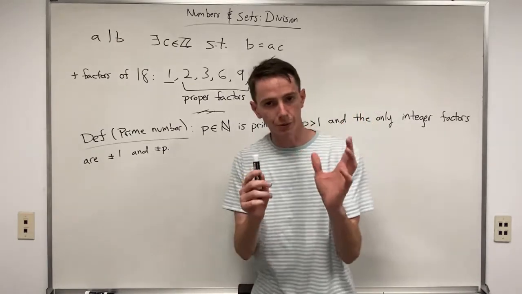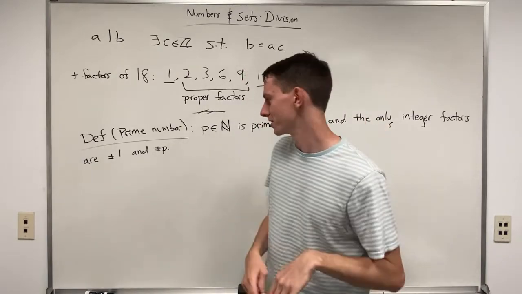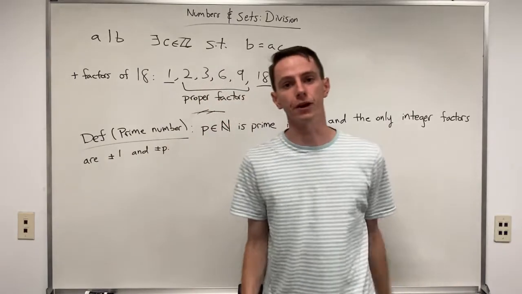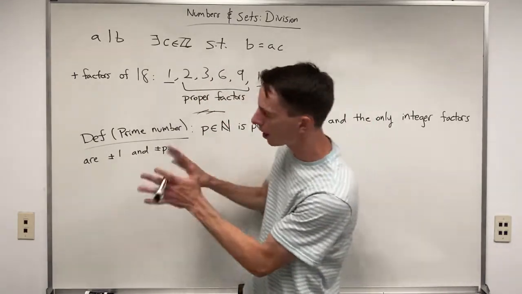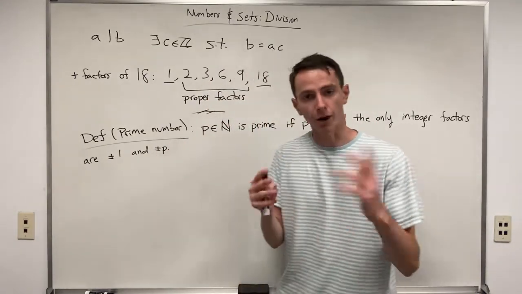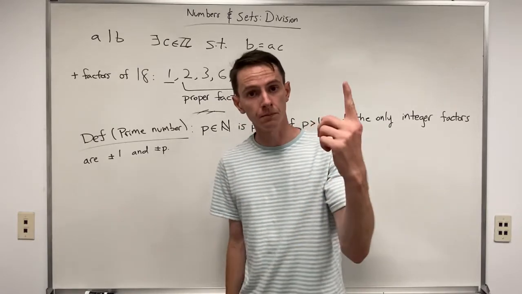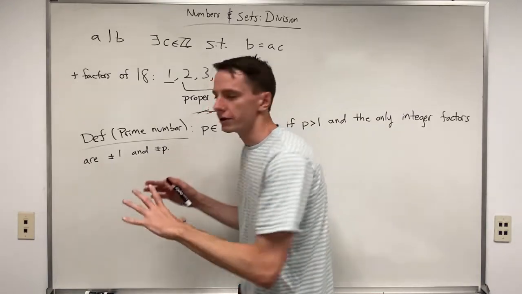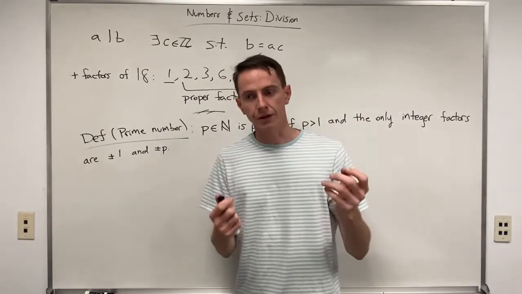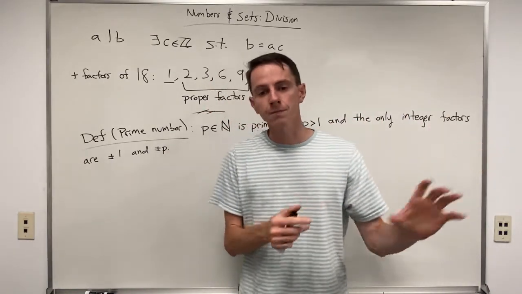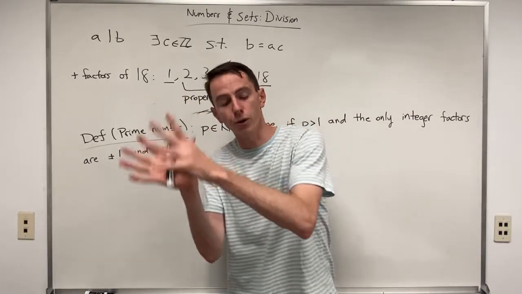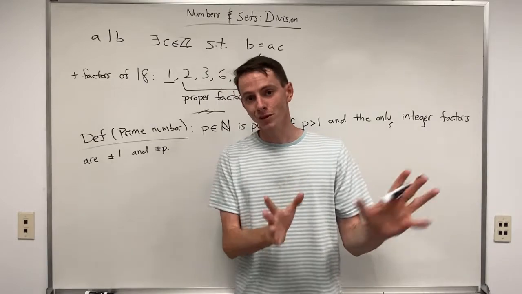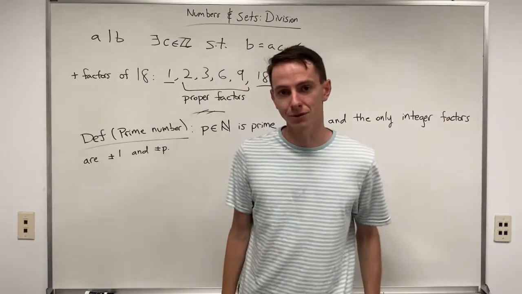Now, typically when people think of the definition of a prime number, they're going to think of this last part of the definition right here, that the only positive factors of a prime number are the number one and the number itself. However, if that is the only criteria that you base prime numbers off of, you can pose this interesting question: what about the number one? Is the number one a prime number?